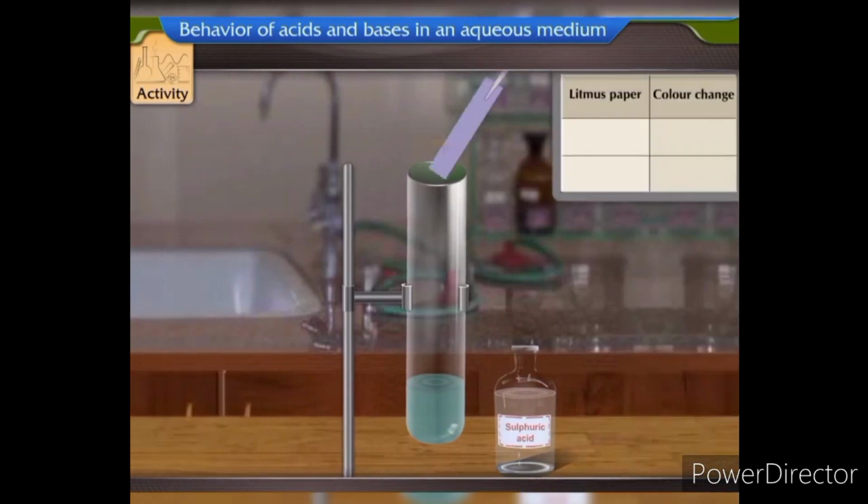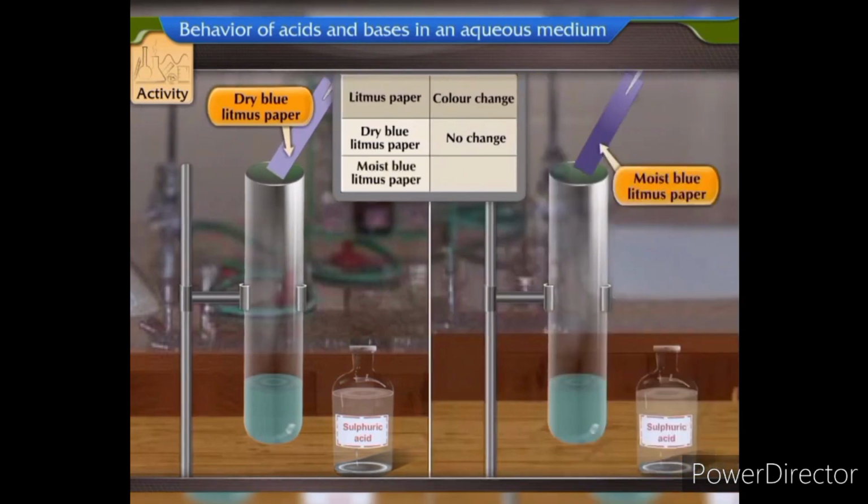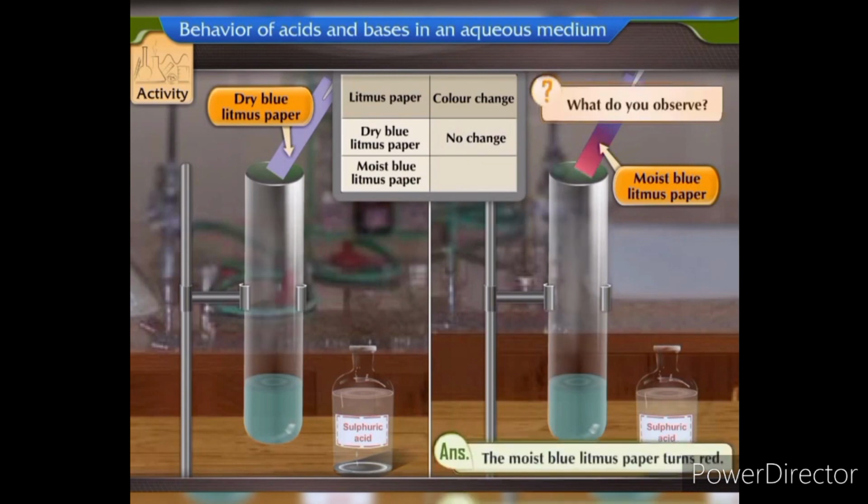First, we shall try with a dry blue litmus paper. Is there any change? No, there is no change in the color of the litmus paper. Now, hold a moist blue litmus paper. What do you observe? The moist blue litmus paper turns red.